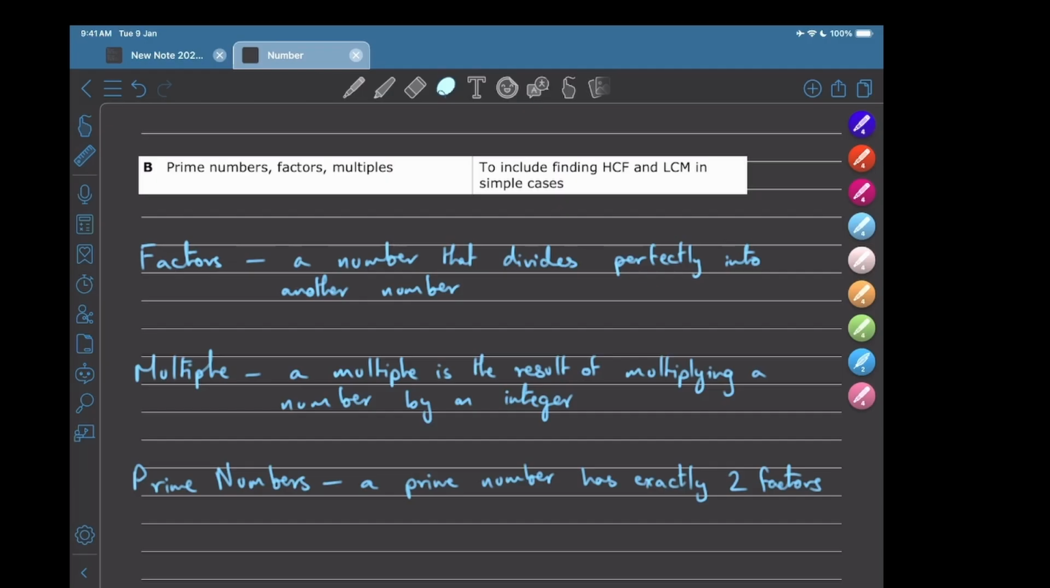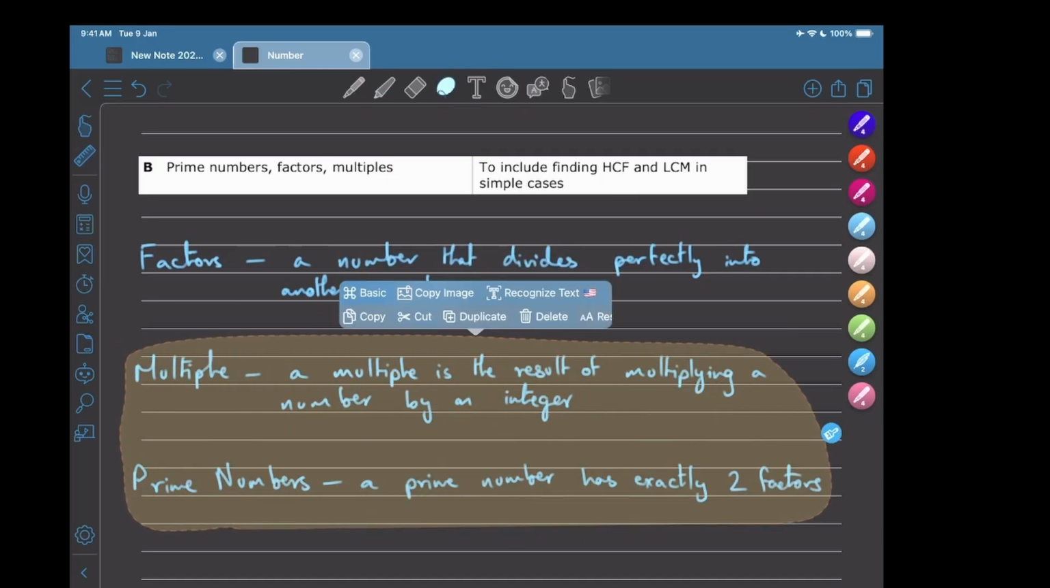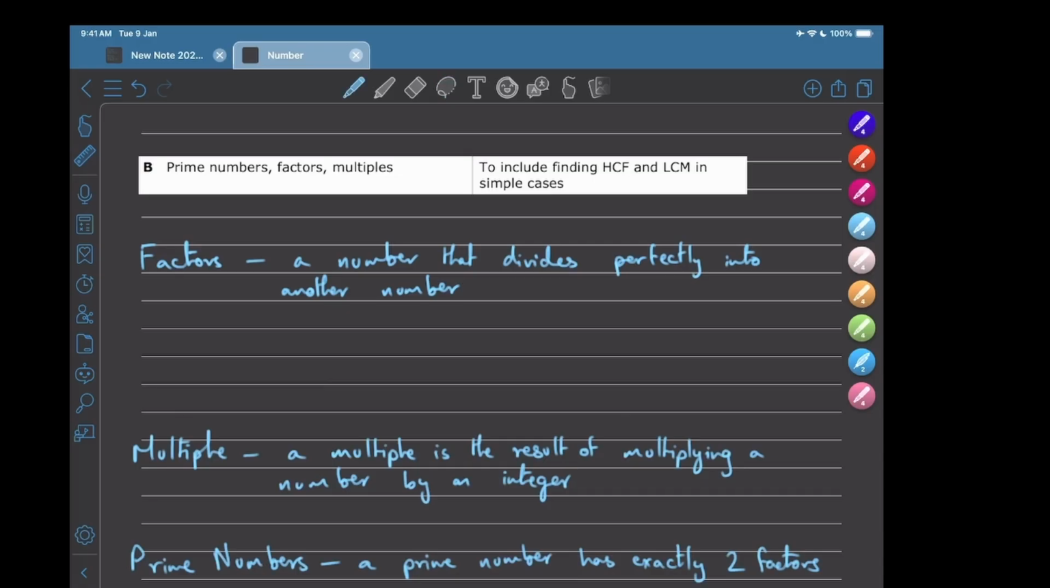What do I mean by perfectly into some other number? Let me give you an example. Let me just make a little bit more space, just a minute. All right, example. The factors of 12 are 1, 2, 3, 4, 6, and 12. And the definition that I've written: a number that divides perfectly into another number.